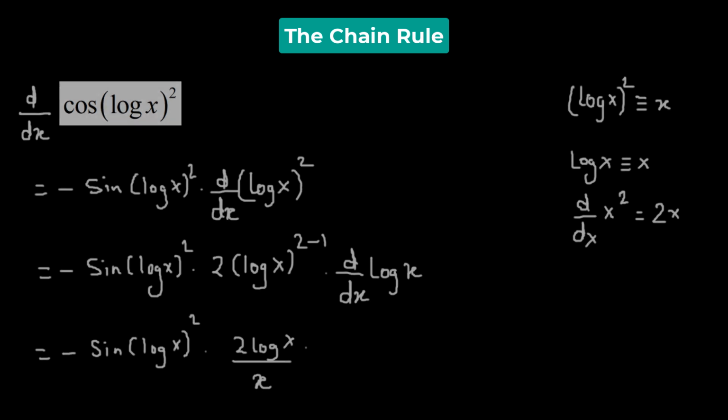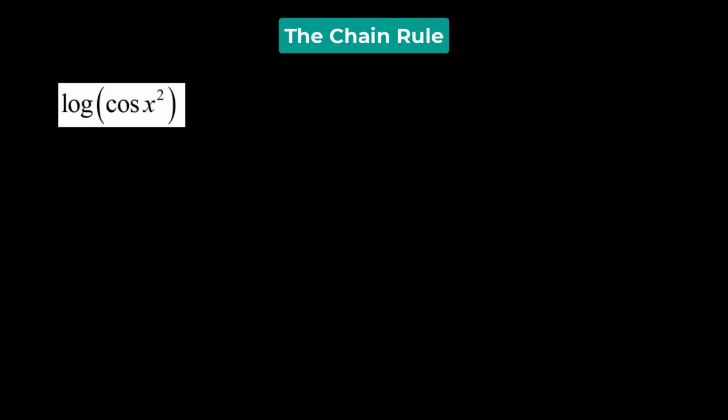Let's move on to the next question. So here we have the function log of cosine of x squared. So let's try to find out the derivative of this particular function with respect to x.